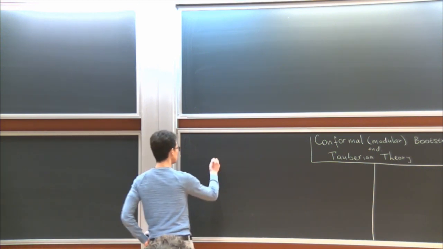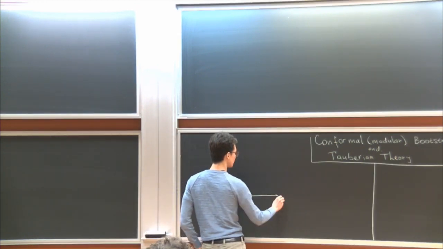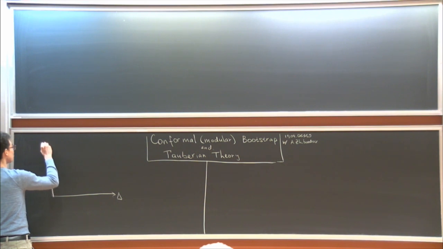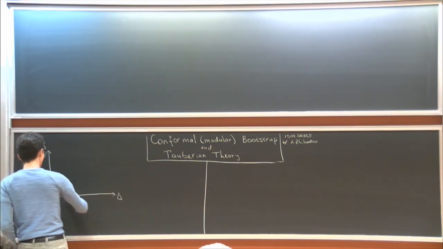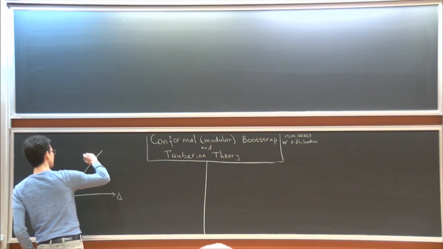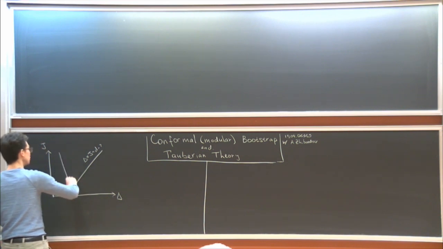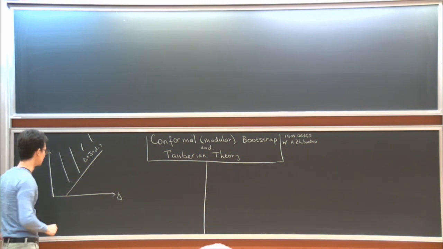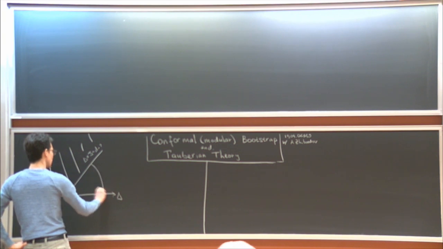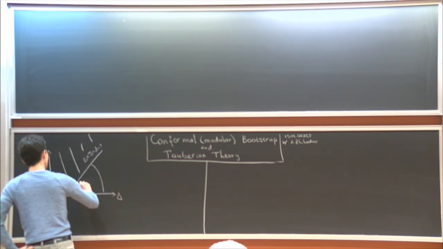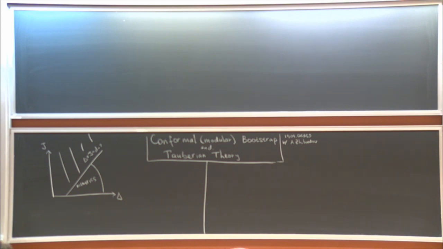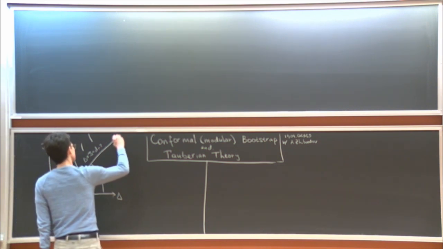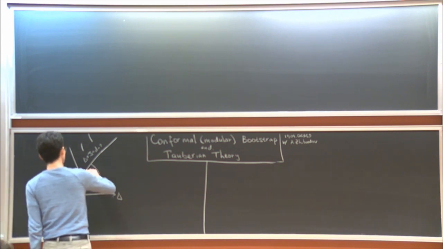And so briefly, what people do can be summarized on a plot where we label primary operators in the conformal field theory by the scaling dimension and spin. And so we have a unitarity bound, and this region is disallowed. And then we have different methods to cover different patches of this plot. So for example, for small spin and small dimension, there are numerical algorithms which are extremely efficient and can give you scaling dimensions and OPE coefficients with many decimal digits. So that's one region.